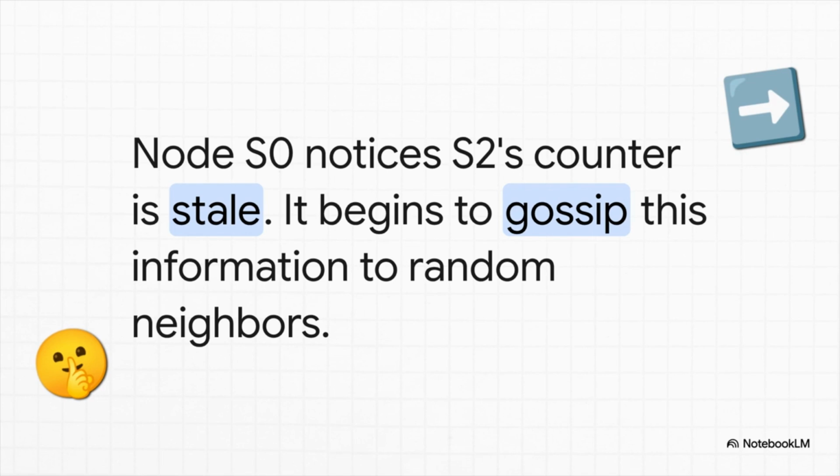Server S0 is just about to do its regular gossip, but as it looks at its list, it notices something's off. The heartbeat counter it has for S2 looks stale. It hasn't changed in a while. So what does S0 do? It marks S2 as suspected in its own little directory, and then it gossips that newly updated list to a random neighbor, let's say node S4.